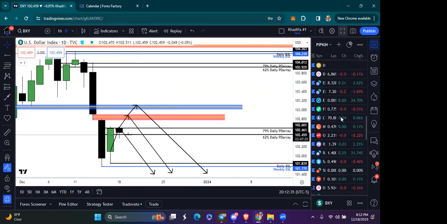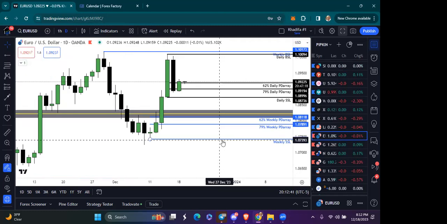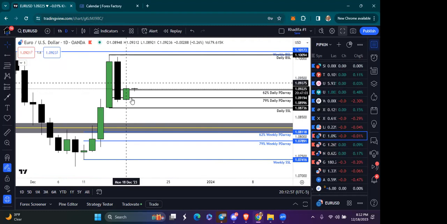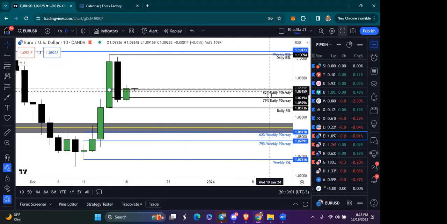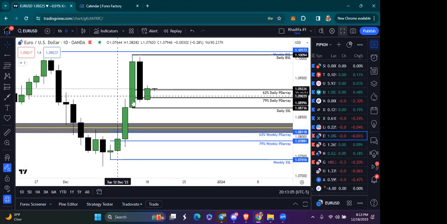Cool beans. So with that being said, I told you guys yesterday that I was bearish Dixie, so you know that I'm bullish currencies off of these daily discount PD arrays that price was at yesterday. Today we pushed up off of that 79%, broke above the 62, and closed above it. I expect price to continue higher.